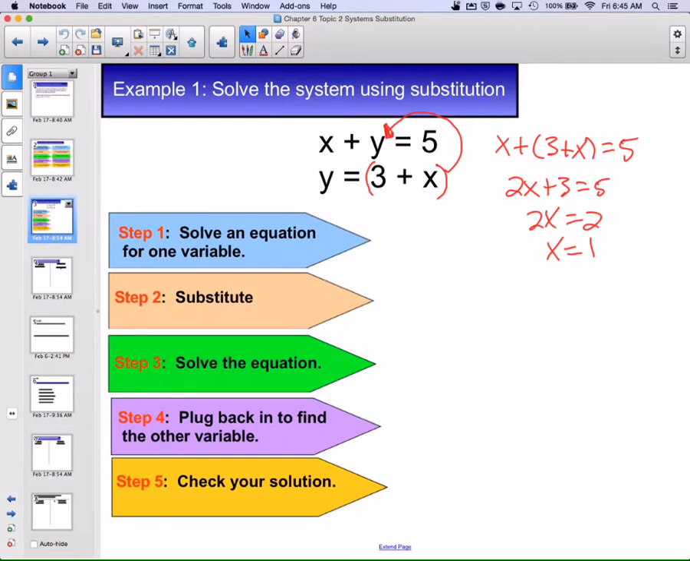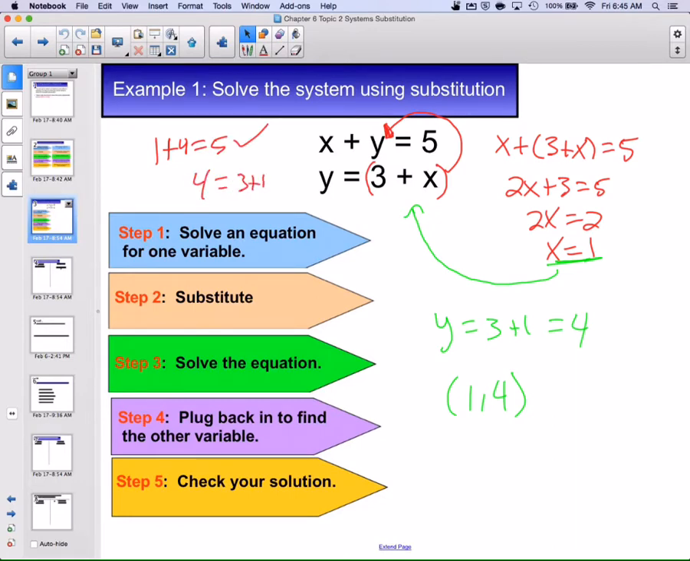Plug back in to find the other variable. What I always do is take my answer for the variable I just got and plug it into the equation that's by itself. As you can see, y equals 3 plus x. If I just found x, I can easily now find y. So y is equal to 3 plus 1, which is 4. So my solution should be 1 comma 4. I can do a quick check to make sure that's true. I'm going to go back to both original equations, x plus y equals 5. So that'll be 1 plus 4 equals 5. That checks. And then y equals 3 plus x becomes 4 equals 3 plus 1. Since they both check, I know this is my solution.